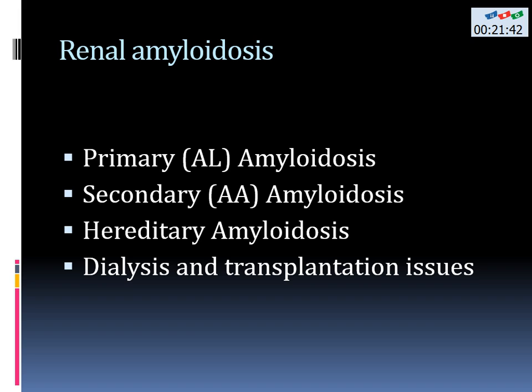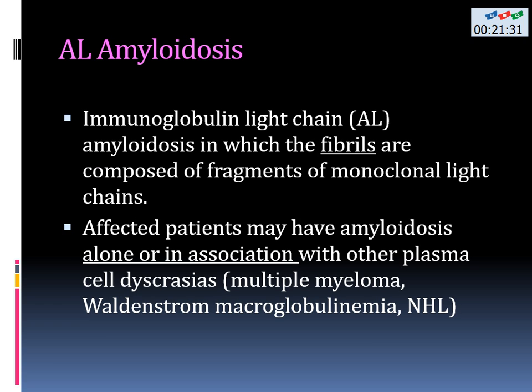So renal amyloidosis, we'll be talking about AL, or the primary, secondary, and hereditary amyloidosis, and we'll also tackle some issues in the dialysis and transplantation issues. First, the AL amyloidosis. Of course, we all know that AL is secondary to immunoglobulin light chain amyloidosis, in which these fibrils are composed of the fragments of the monoclonal light chain. It's very important to recognize this.